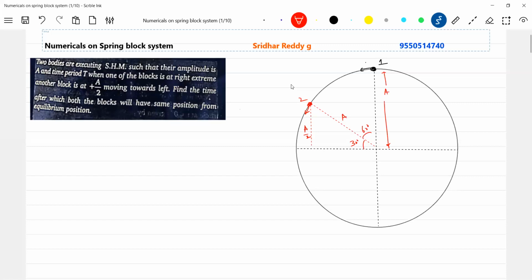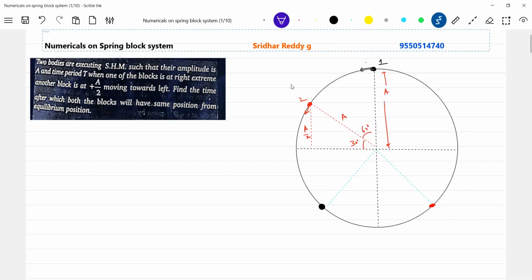Find the time at which both blocks will have the same position from equilibrium. This is the equilibrium. So finally, what will happen? This will be here, and let this one be here. You try to see this. I think till here we came in the diagram. Only thing, some angle we could not mark.